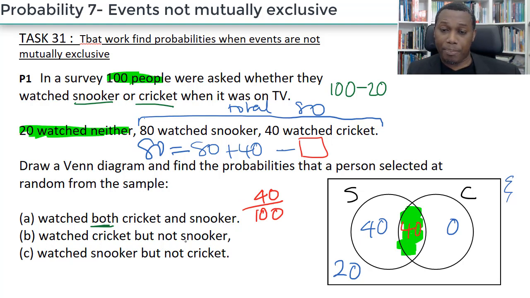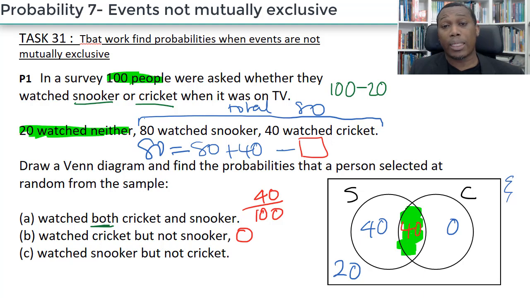Then watch cricket but not snooker. None. There's nobody watching cricket but not snooker. The answer is 0, okay? There's nobody who watched cricket only. Now, when you're using 0, you don't do 0 as a fraction. 0 stays there. And then what's snooker but not cricket?